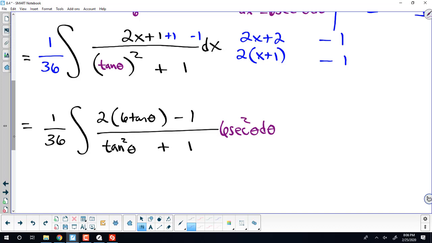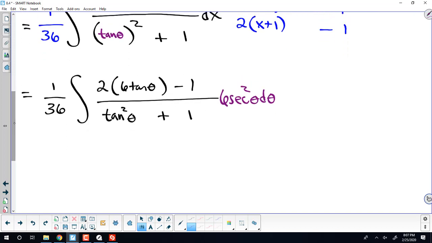We have a 6 secant squared times our 12 tangent theta minus a 6 secant squared again, all over tangent squared plus 1. The denominator, couldn't you rewrite it as secant squared and then cancel out with that secant squared by the d theta? Right, right. So then we were going to have to simplify this in terms of the identity. We get rid of this, and then we integrate a tangent and a negative 1 basically with some constants in there.